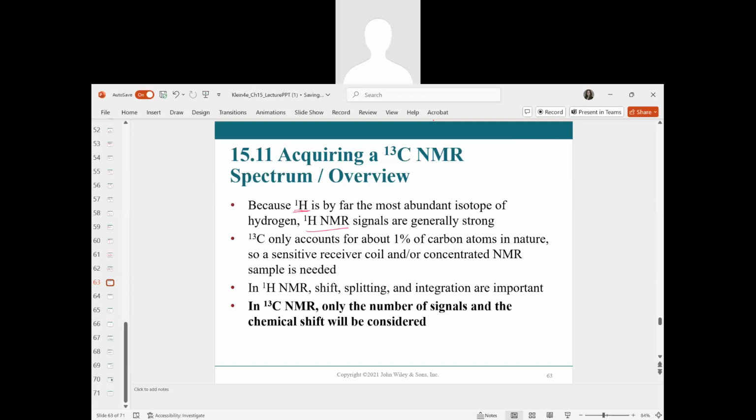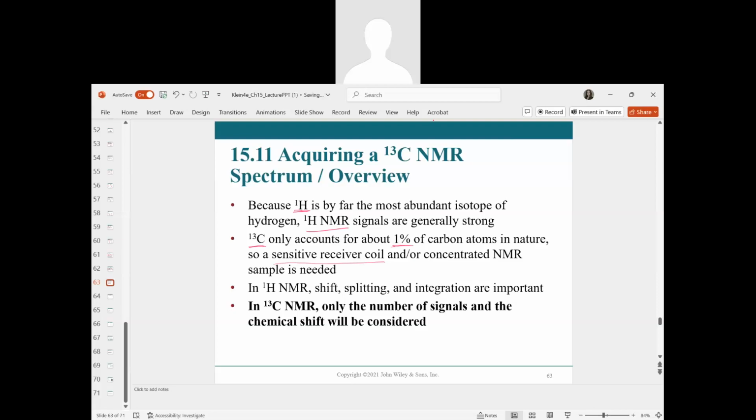But when we look at the active isotope of carbon, carbon-13, this is only about 1% of all carbon atoms that naturally occur. So we need a more sensitive receiver coil and, if possible, a concentrated sample; one or the other is definitely required with carbon NMR spectroscopy.